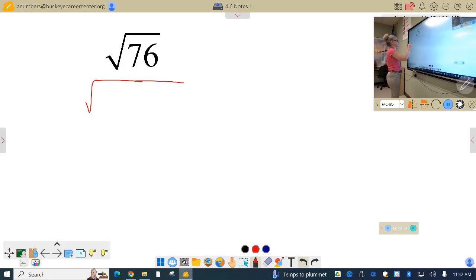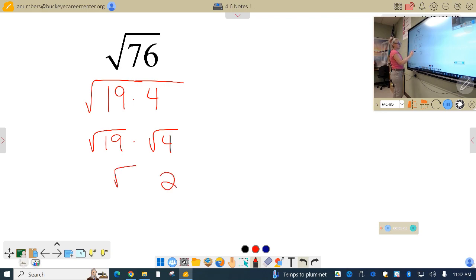So I have 19 times 4, which is the square root of 19 times the square root of 4. The square root of 4 is 2, and then I have the square root of 19. Now I always write the 2 in front so that you don't accidentally assume it's underneath the root. So it's 2 square roots of 19.